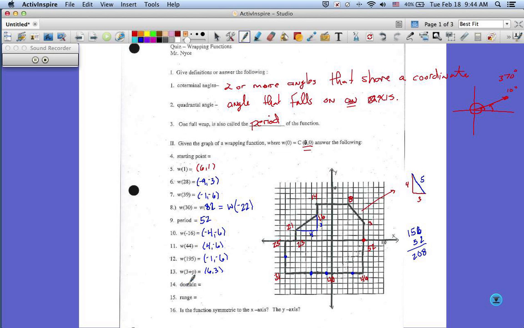Domain, so that's my inputs. What can I put in? I can put anything in I want, all real numbers, right? So negative infinity to infinity, you can express that in either form you would like.